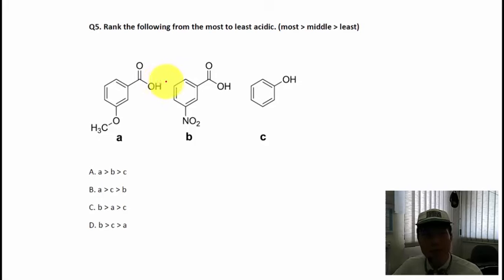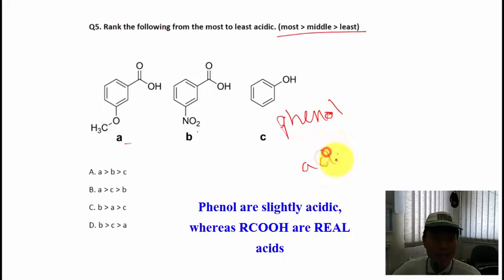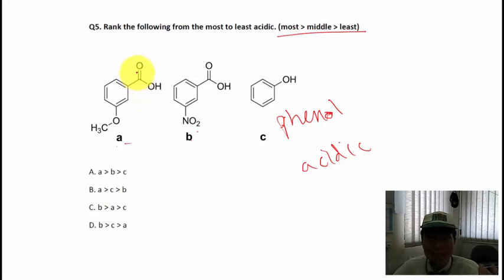Next, question 5. Rank the following from the most to least basic. I give it to you, indicated from most to least. So again, I always compare the difference. A, B, C. First up, we look at the functional group here. C is a phenol. Phenols are just slightly acidic, whereas A and B are carboxylic acids. We call them an acid, so they must win. So C must be the least acidic.